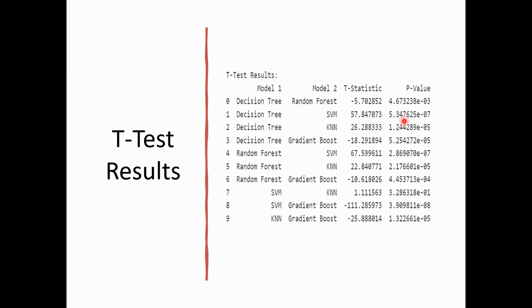Now you understand the p-value. Now what does the t-statistic mean? If there is a negative value, model 2 outperforms model 1. In this case, random forest outperforms the decision tree, and here gradient boost outperforms the decision tree, whereas in this case gradient boost outperforms random forest as well.